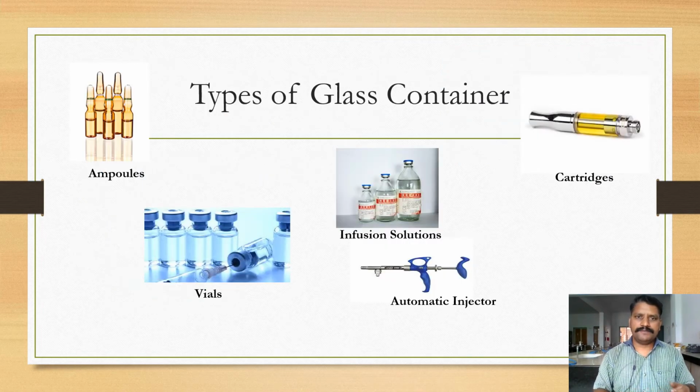Now see the types of glass container. There are many types of glass container, or you can say the examples of glass container: the ampoules, vials, different glass infusion bottles, cartridges and automatic injectors. So these are some examples or types of glass container.